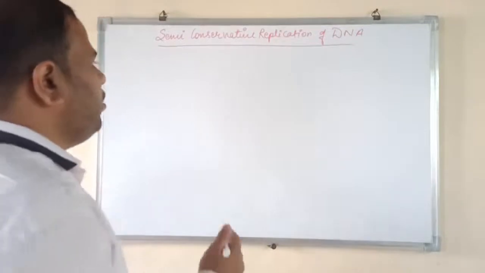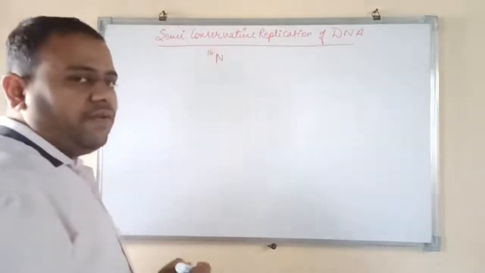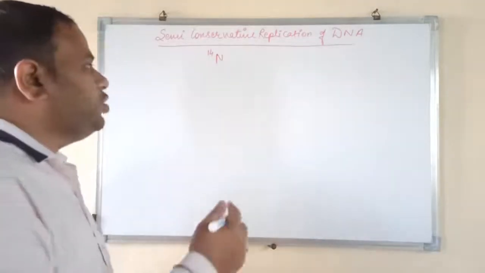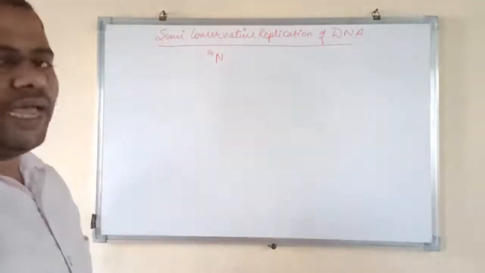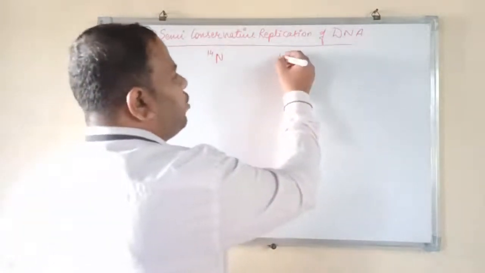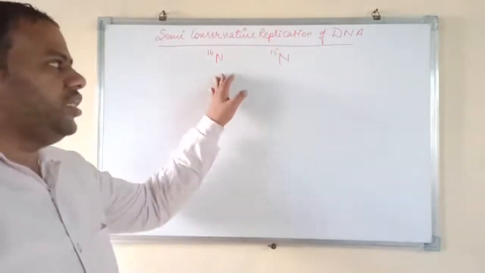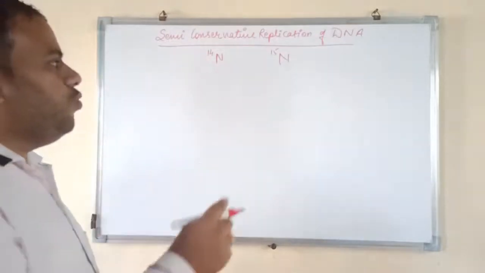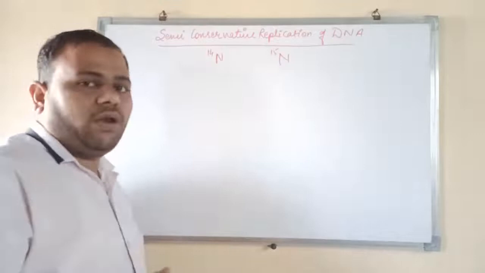Normally nitrogen has an isotope, N14, that is quite prevalent in nature. This N14 isotope is present in a large percentage, and this is the normal isotope. Another isotope of nitrogen is N15, which has one extra neutron. Due to this, this nitrogen is much heavier than that nitrogen. We know that nitrogen is present in the DNA structure as a nitrogenous base.